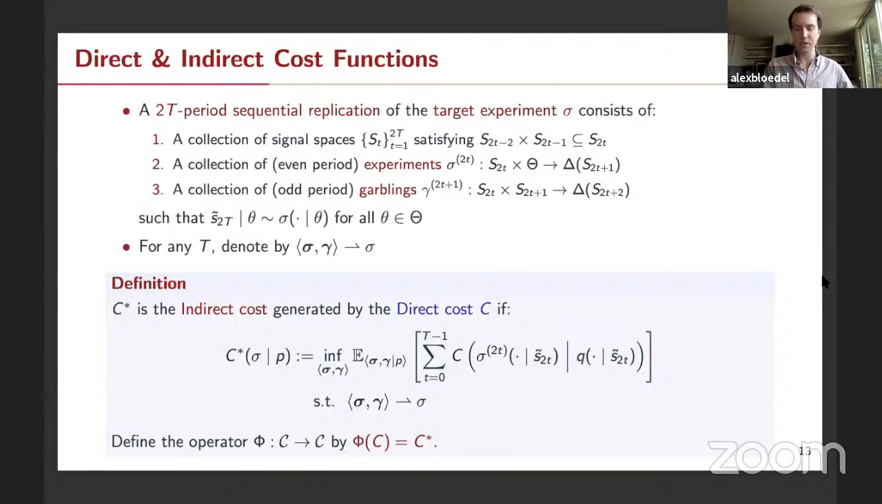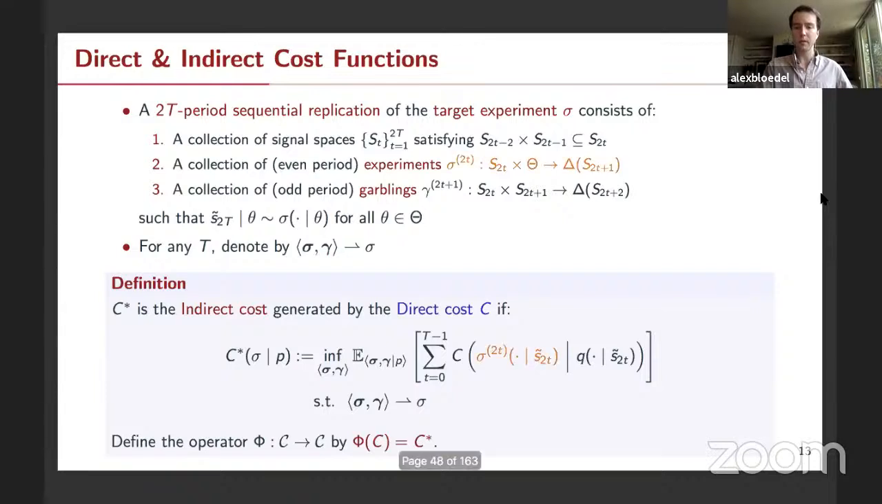Okay, so what is the strategy space that she's optimizing over? Well, she starts with a target experiment sigma that she wants to implement. And then we say that a 2t period sequential replication consists of the following pieces. First, there are signal spaces for each of the 2t periods that satisfy some technical conditions. Second, in even periods, there are experiments sigma that add new information about the state. And third, in odd periods, there are garblings gamma that basically discard information about the state that had been acquired in previous stages. I'll comment on garbling in a moment. And the replication constraint is that the terminal signals that are generated at the end of this process should be Blackwell equivalent to the target experiment that's being replicated.